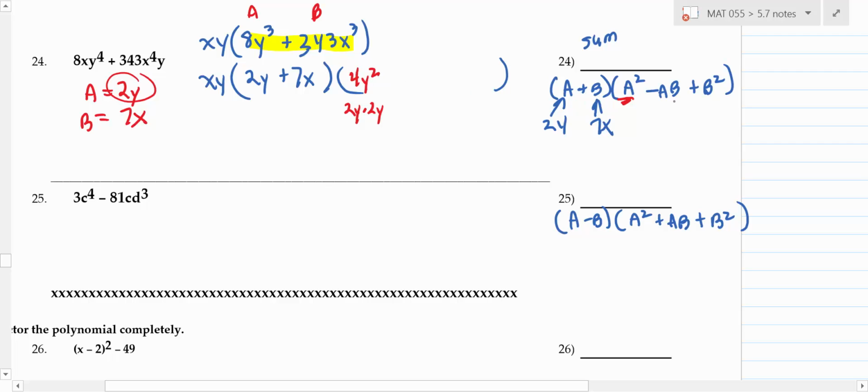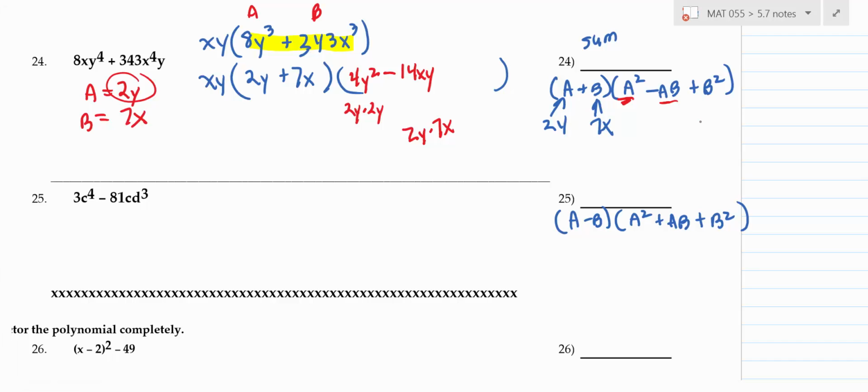Okay, then you do ab. Well, what's a? A is 2y. B is 7x, so what's that? 14xy. Okay, and it's a minus because the formula tells you that. So that's minus 14xy. Just try to learn to put things in alphabetical order. That's the best way, okay?